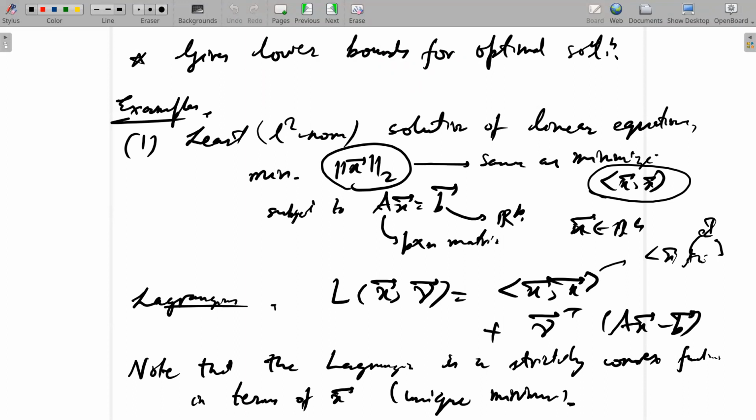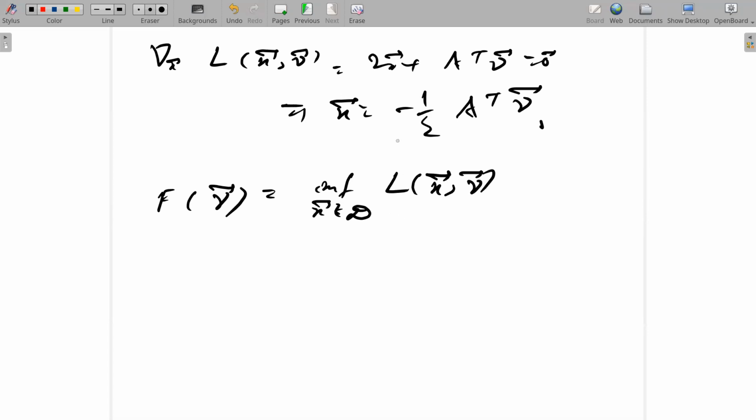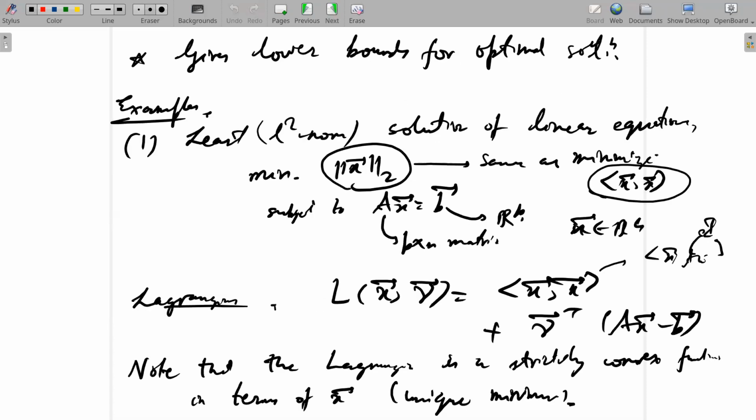So I'm just going to plug that back in to find the minimum value. So f of, oh sorry, that's not the way I should do it. Just f of nu, right? f of nu was the infimum over x in the domain, so that means Ax equals b, of L(x, nu). And we figured that at this point the minimum is attained. So this is nothing but L of minus half A transpose nu, nu. I just have to put in the value and I get the result.